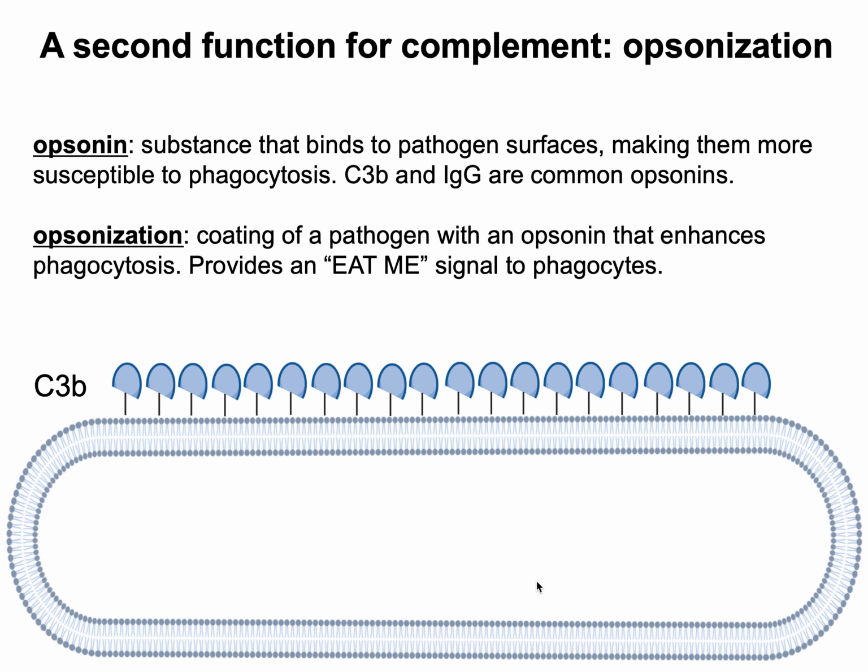I mentioned that as the C3 convertase cleaves C3 into C3a and C3b, many of these C3b molecules can bind to the surface and coat the surface of this pathogen. That C3b is an opsonin, meaning it enhances the ability of phagocytes to now recognize this pathogen via receptors specific for C3b. This is a process called opsonization. Another common opsonin is IgG.